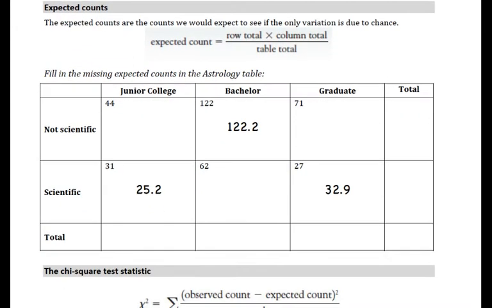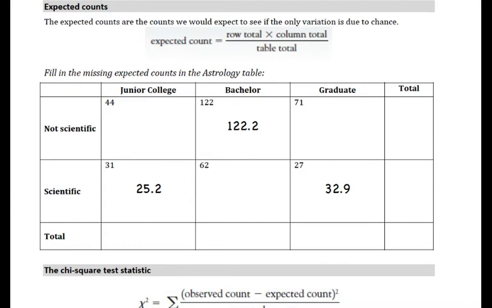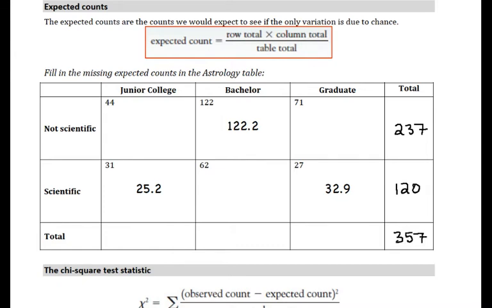Again, we have the idea of expected counts. We have a slightly different formula for expected count. This is row total times column total divided by table total. So if we fill in the row and column totals that we already calculated, 237, 120, 357 for the table total, and we had column totals of 75, 184, and 98.